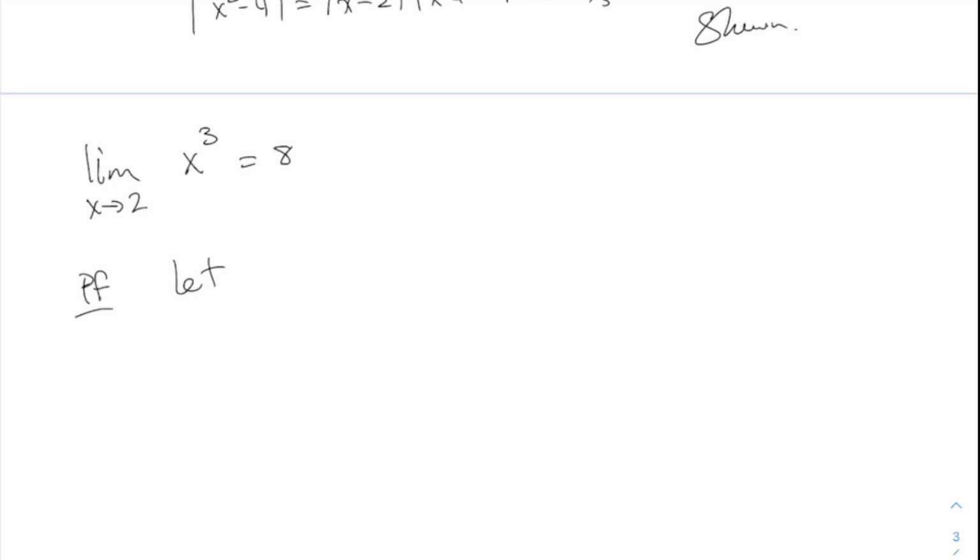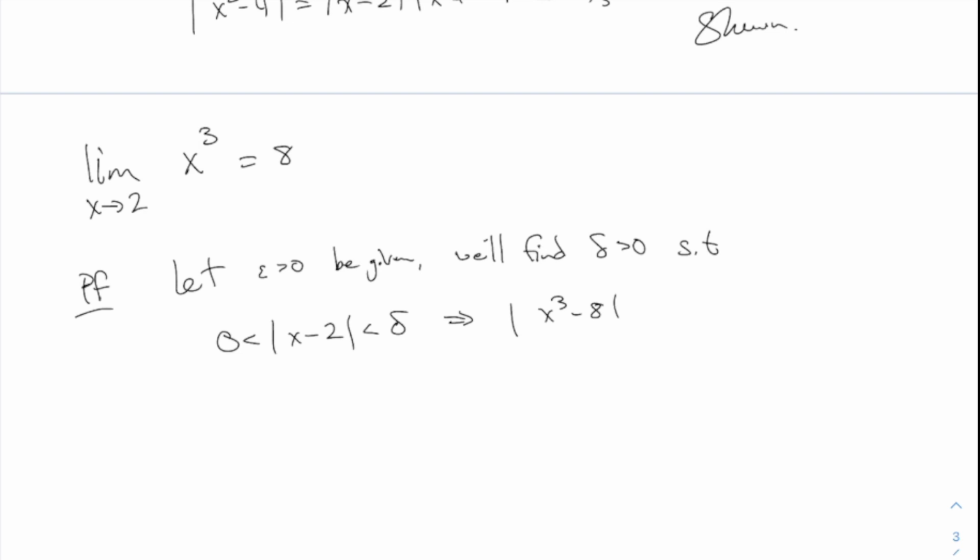All right. Same opening as always. Let epsilon greater than 0 be given. We'll find delta greater than 0 such that, all right, absolute value of x minus 2 less than delta implies absolute value of x cubed minus 8 less than epsilon. All right.